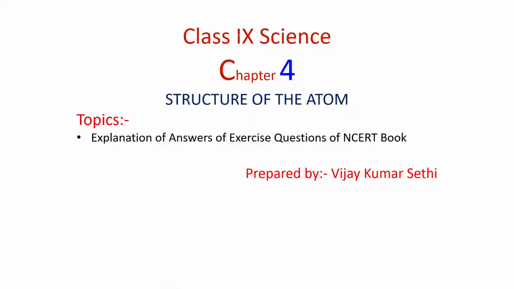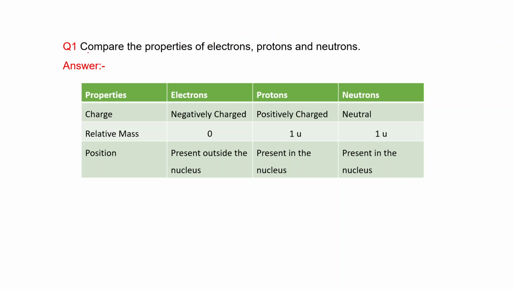Class 9 Science, Chapter 4, Structure of the Atom, and in this video I will explain the answers of exercise questions of the NCERT book. Now first question, compare the properties of electrons, protons and neutrons. Make this table, one side properties and then mention electron, proton and neutron.